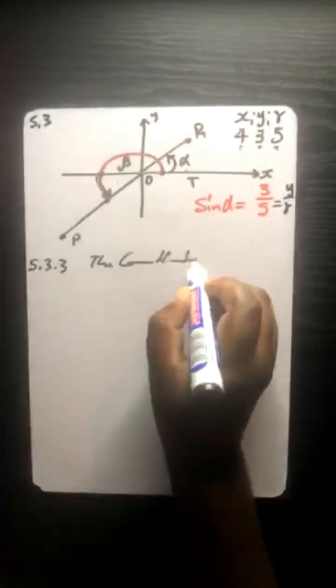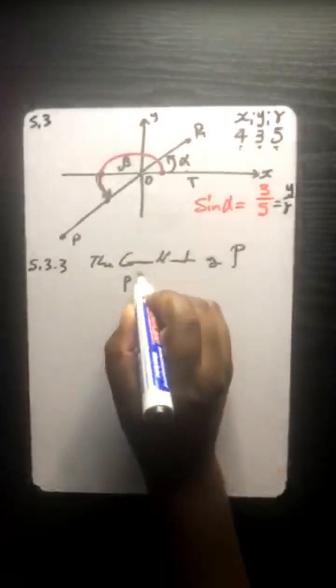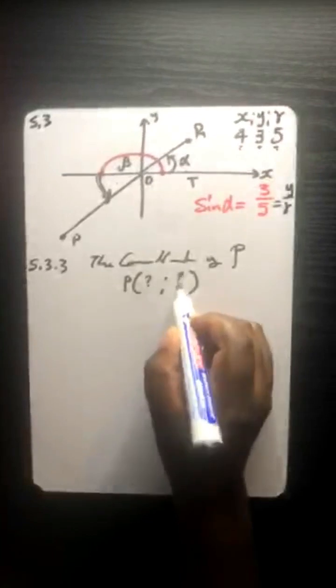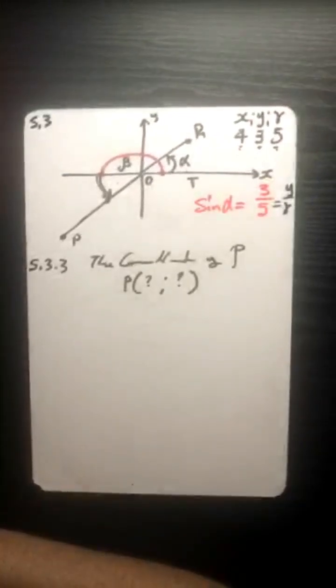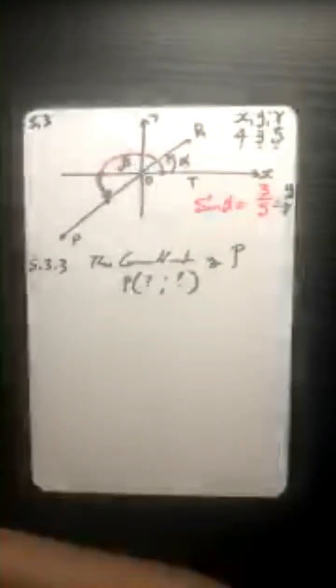So let's see. This question says the coordinates of P. Most importantly, if you do this, you sort of have an idea of how your final answer should look like. You need to have the x value and the y value. Those are the coordinates. Then you know that whatever you do, you actually need to try and find the values.